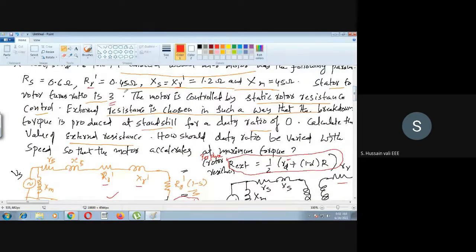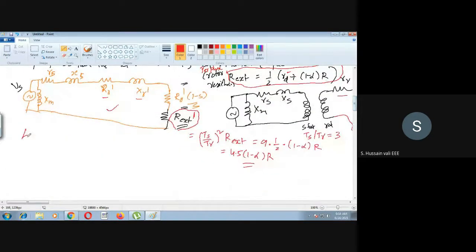What is that? External resistance is chosen in such a way that the breakdown torque is produced at standstill for a duty ratio of 0. So he has given 3 statements here. One is breakdown torque is produced at standstill. So now what does that mean? Breakdown torque produced at standstill. I hope you know standstill, in the sense, during standstill what is the torque.